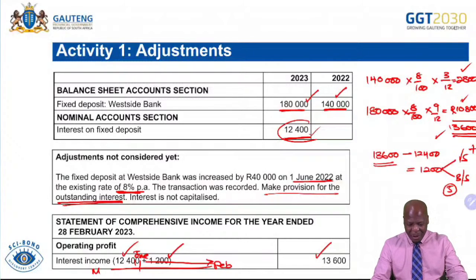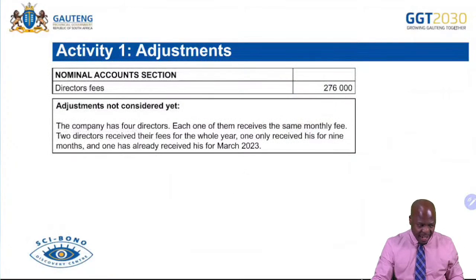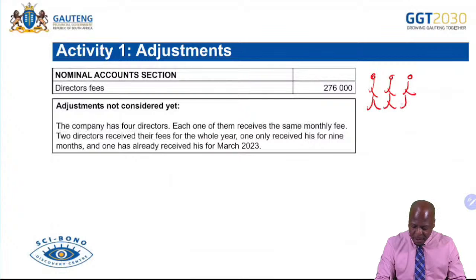Let's see if we can move on to the next adjustment. The next adjustment reads, director's fees. I know you love this one. Let's see if we can do this one together again. Director's fees. The company has 4 directors. All right. Let's have director number 1. Here's director number 1. Director number 2. Director number 3.